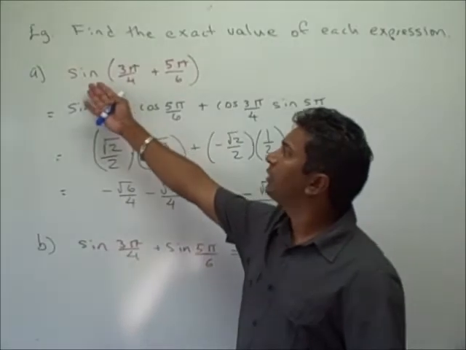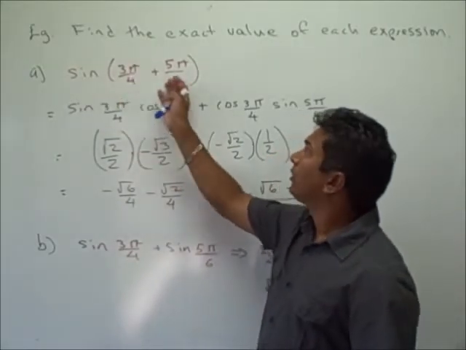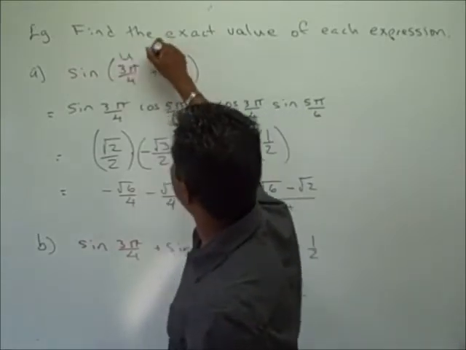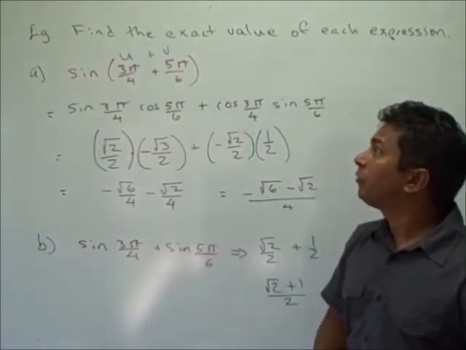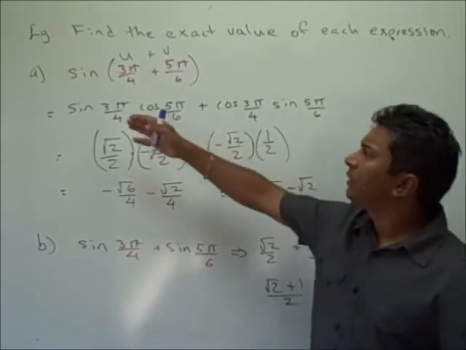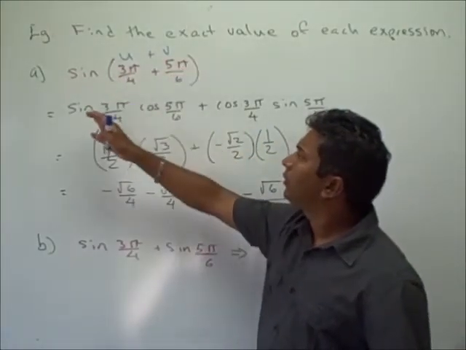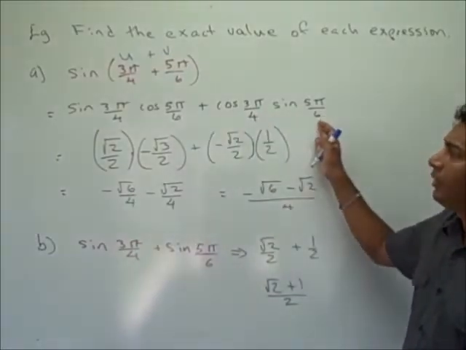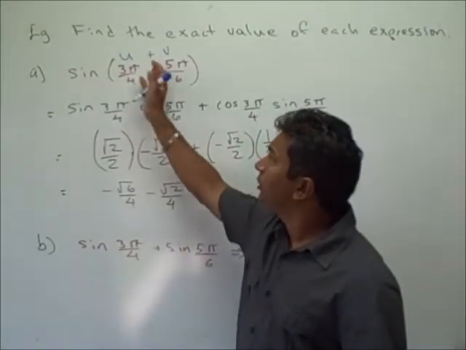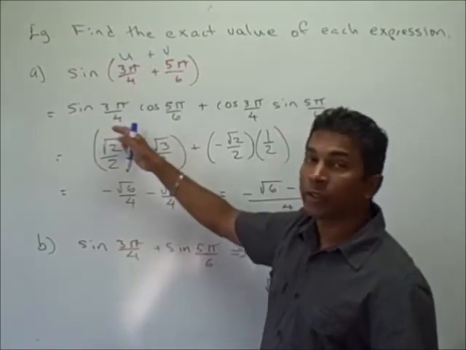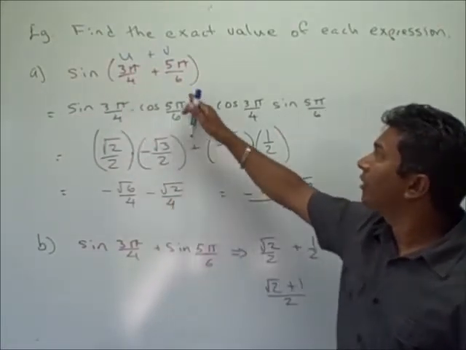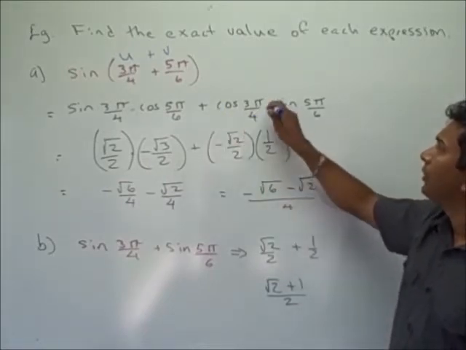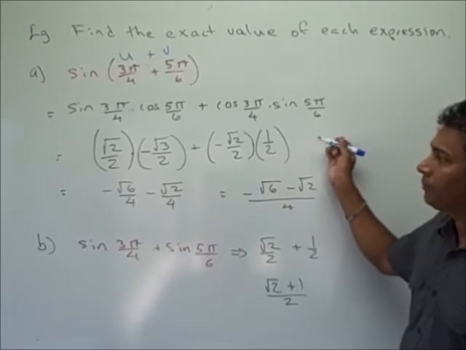First, let's look at finding the sine of 3 pi over 4 plus 5 pi over 6. This is the same thing as our sine of u plus v. We know from our sum and difference formula that the sine of u plus v is equal to the sine of u cosine of v plus cosine of u sine of v. So upon expansion, we get sine of 3 pi over 4 times the cosine of 5 pi over 6 plus the cosine of 3 pi over 4 times the sine of 5 pi over 6.